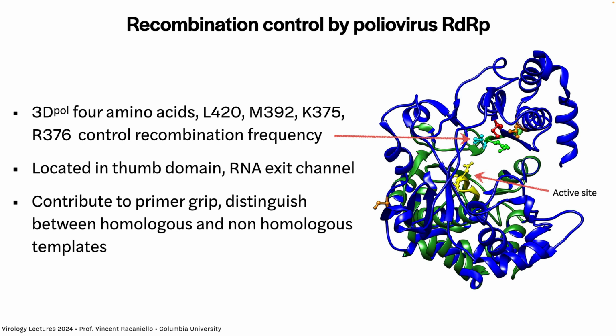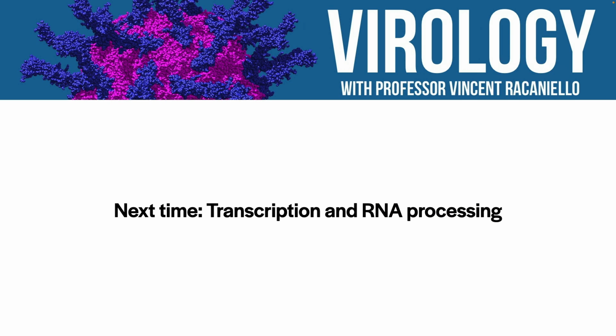But those are 2 ways that the RNA virus world undergoes change: by mutation and by recombination. And they're both regulated by the RNA polymerase. Okay, so that is RNA-dependent RNA synthesis. Next time, we're going to talk about another kind of RNA synthesis where the template is DNA.